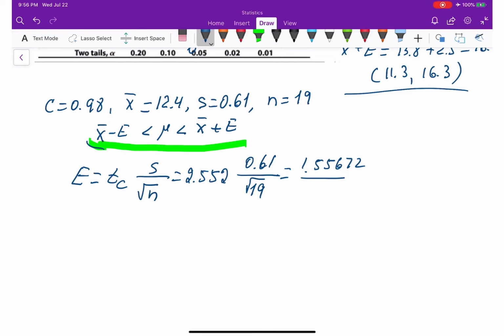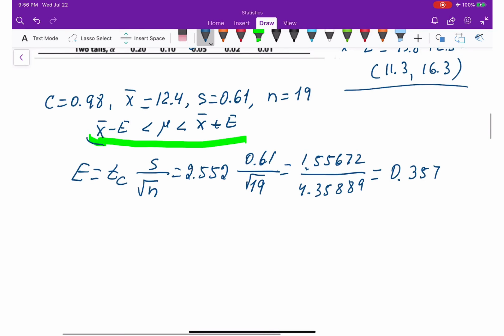And that is equal 1.55672 over 4.3588. Well, I guess I can leave it like that. And that is going to be 0.357.